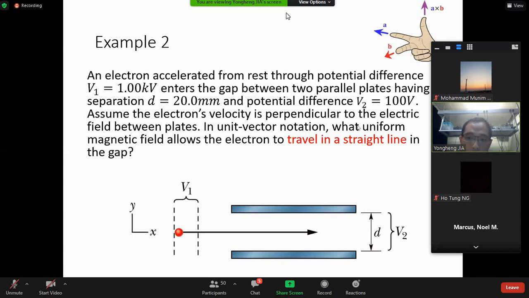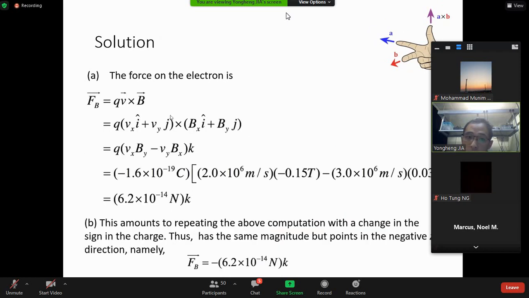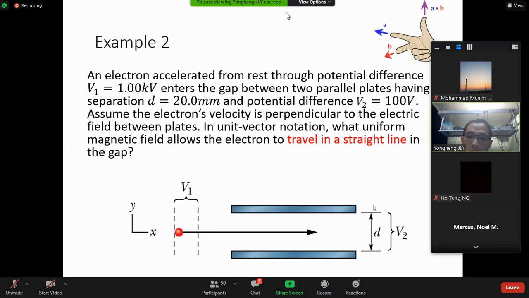Here's the second example. Again, I give you 1 minute to have a look.